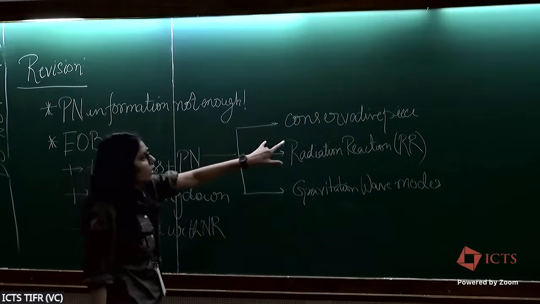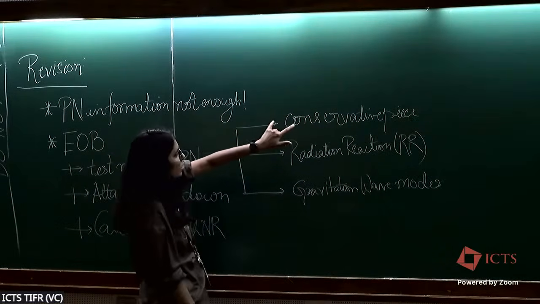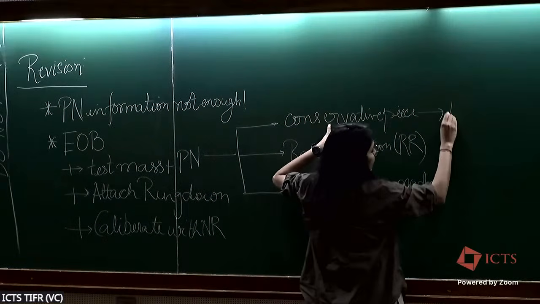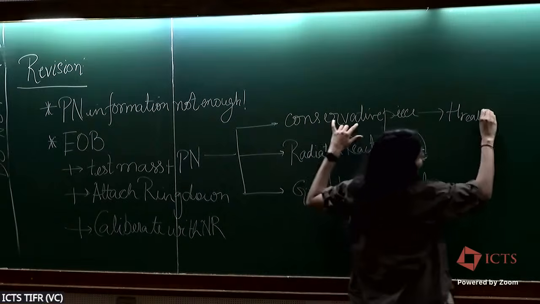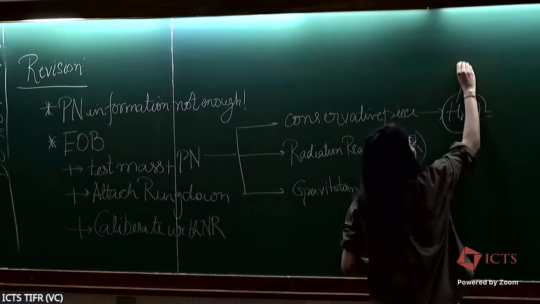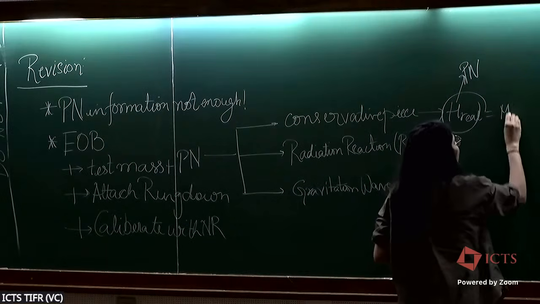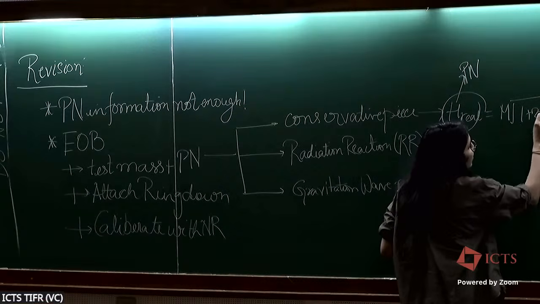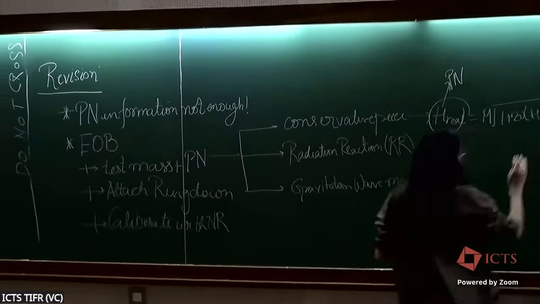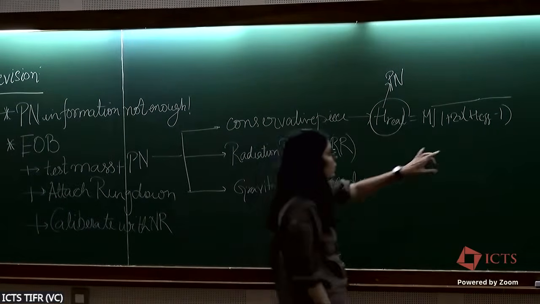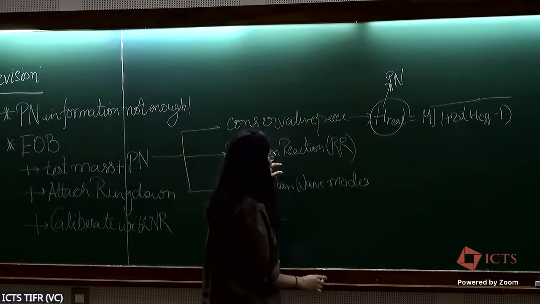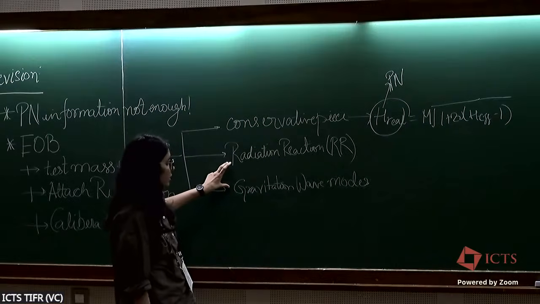In lecture 2, we discussed how we model the conservative piece in the effective one-body formalism. Basically, we found that there is an energy map which takes the H real, which is the PN information, into some effective Hamiltonian, which is the Hamiltonian of the effective metric. And then yesterday we discussed the radiation reaction force and gravitational wave modes.